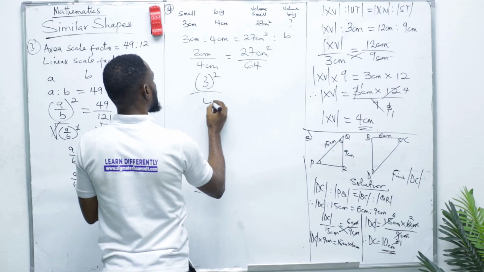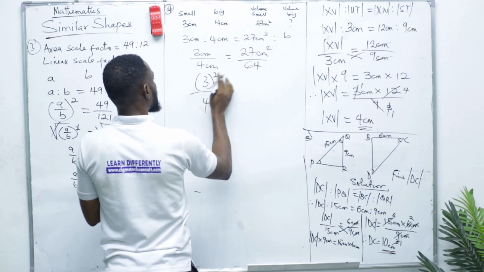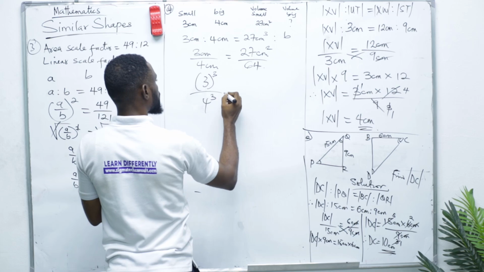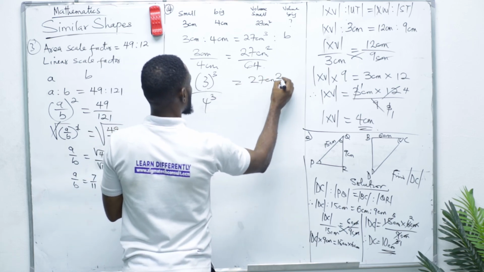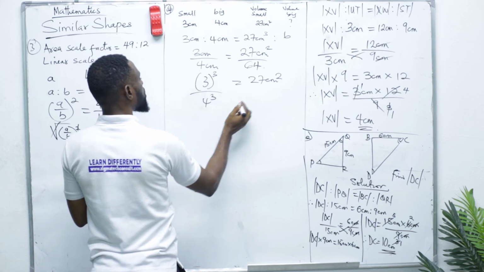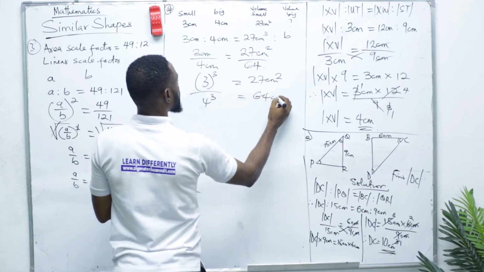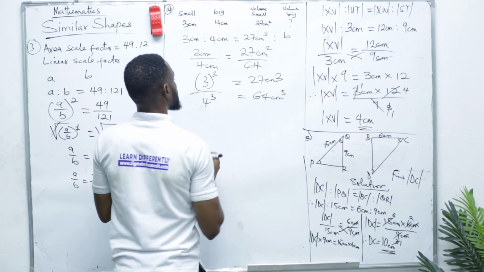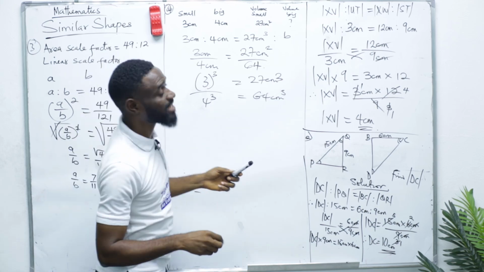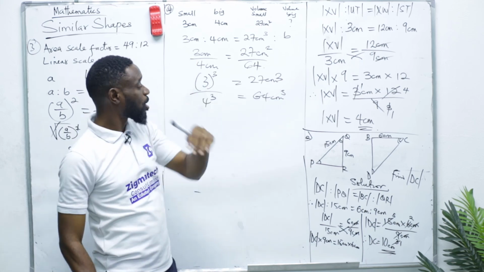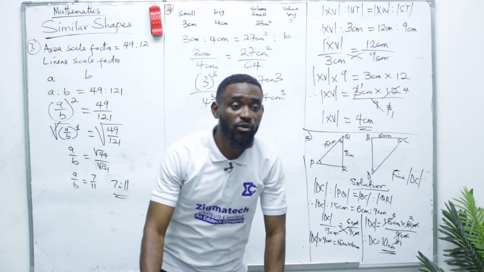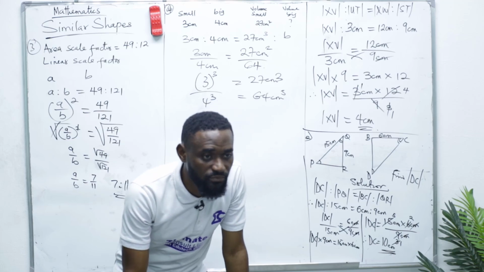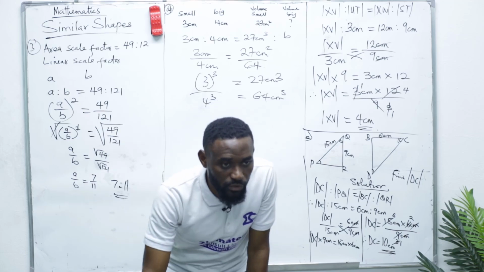Three cube, 4 cube. Okay, so this gives us 27 cm cube, and here 4 cube gives us 64 cm cube. Is that okay now? So it means that the volume of the bigger one is going to give us 64 cm cube. All right.